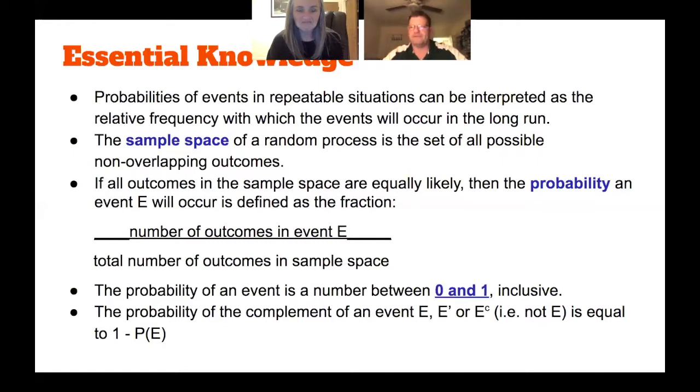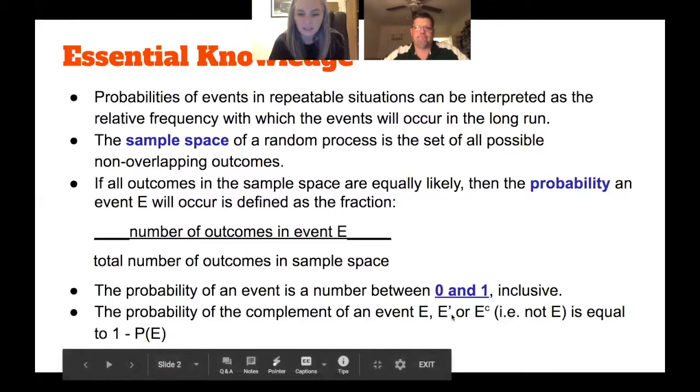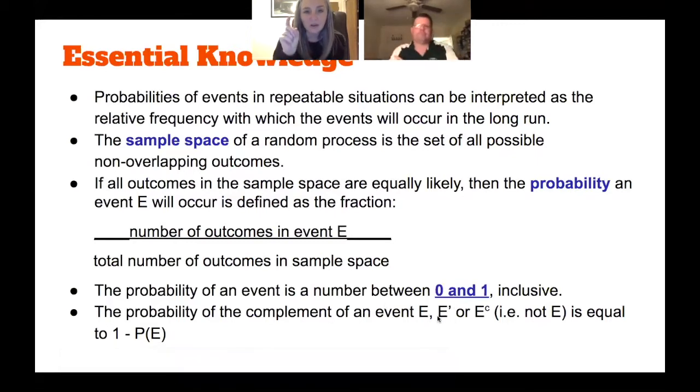It's the opposite. So if I'm trying to figure out the probability of Miss Young making the free throw, the complement would be the probability of her missing the free throw. So it's the opposite. And you can see it in a couple of different ways. The complement of an event, you might see it as E with an apostrophe, you might see it as E with a superscript C, or you might see it as not E.